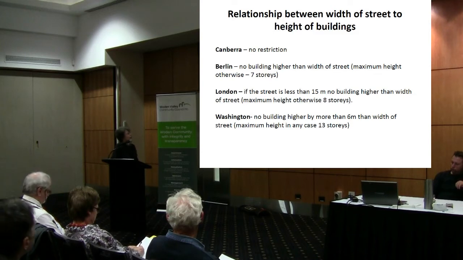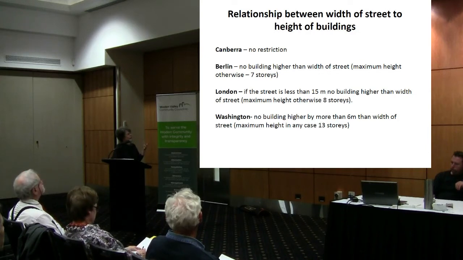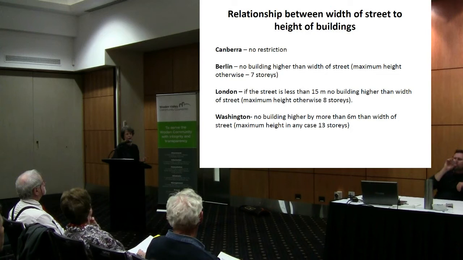Canberra has no restriction. Berlin is 7 stories. London is usually 8 stories. Washington has got a higher one of 13 stories, but mainly they relate to the width of the street. There is nothing in the territory plan to look at the relationship between the width of the street and the height of the building.